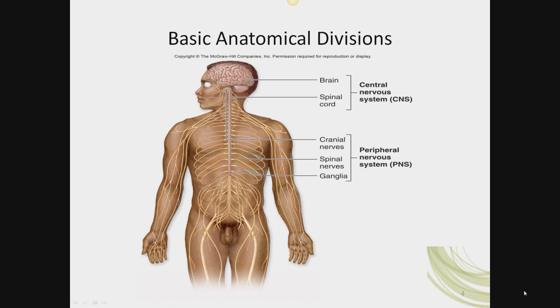The peripheral nervous system consists of cranial nerves, spinal nerves, and their ganglia. So that's very important that you understand that. Cranial nerves, spinal nerves. A nerve is a collection of axons outside of the central nervous system. Ganglia, or ganglion for singular, refers to a collection of cell bodies outside the central nervous system, and that would be neuronal cell bodies found outside of the central nervous system.